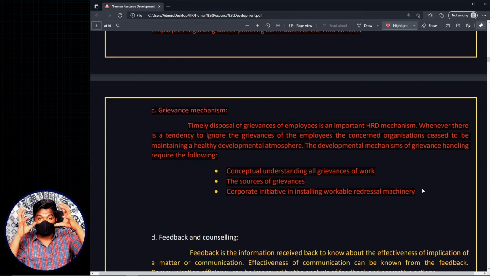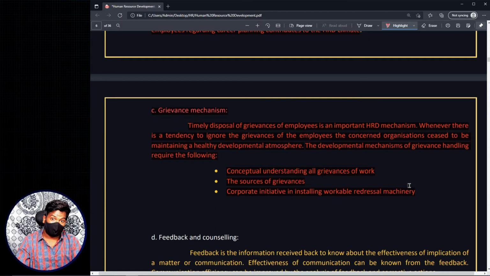And by using these grievance handling procedures or mechanisms, you must also try to identify the areas of grievances. That means the sources of grievances, so that next time you could concentrate on those particular sources, or completely concentrate on removing those sources that are causing grievances to employees. And you should also be having corporate initiatives in installing workable redressive machinery.